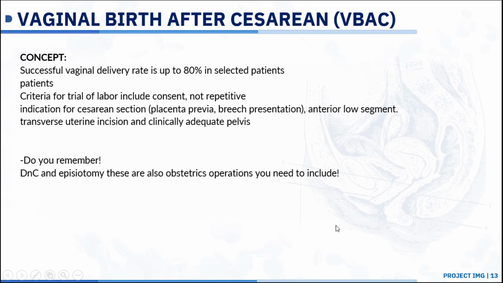Vaginal birth after cesarean, VBAC. Concept: the successful vaginal delivery rate is up to 80% in selected patients. Criteria for trial of labor include consent, not a repetitive indication for cesarean sections, no placenta previa, no breech presentation, anterior low segment transverse uterine incision, and clinically adequate pelvis.